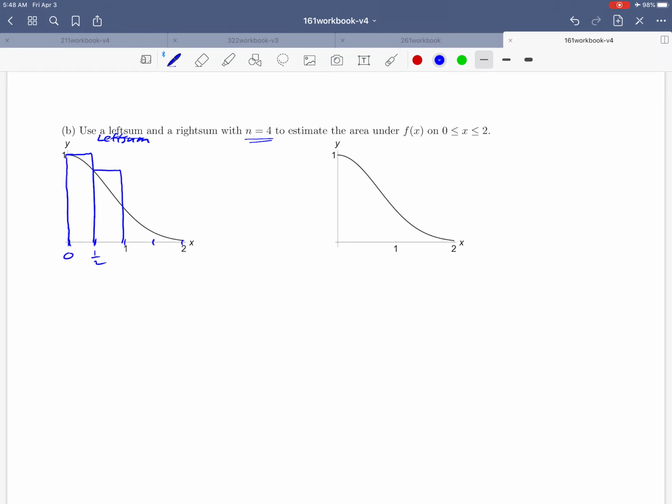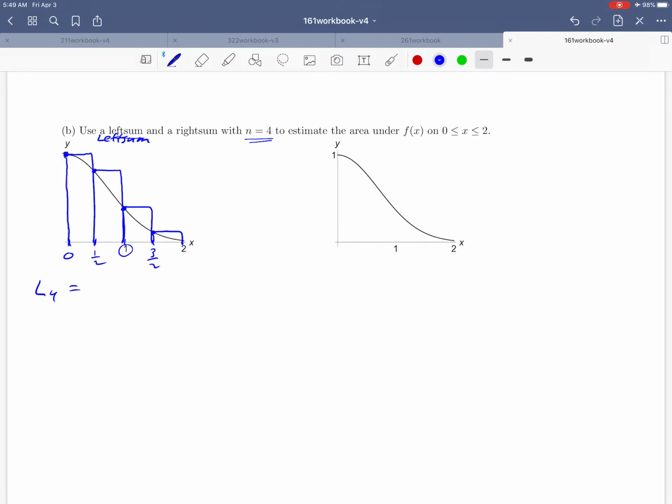And then we come to the third interval. Its left-hand endpoint is 1, so we'll go up until we hit the curve at 1. Then 3/2 is our next left-hand endpoint. And what you might notice is where those 4 rectangles hit our curve: they hit it at the left-hand endpoint of every interval. That's why we call this a left sum. So we are ready to calculate L4, the left sum with 4 rectangles.